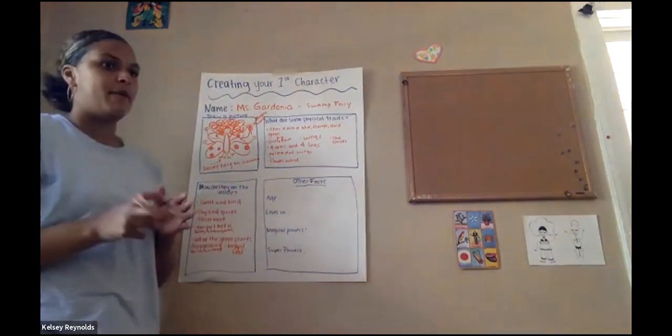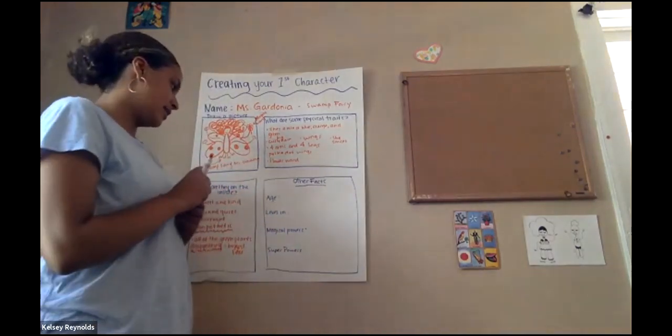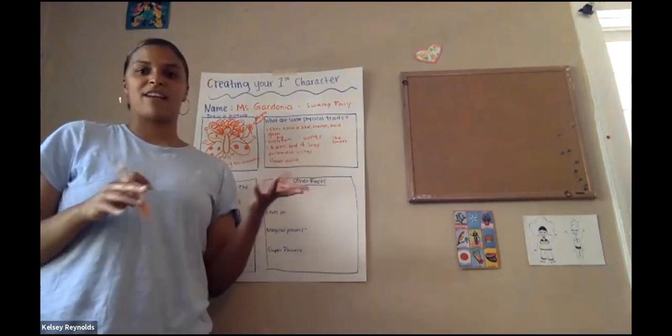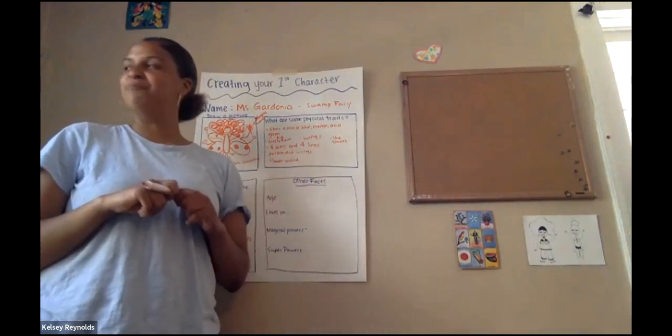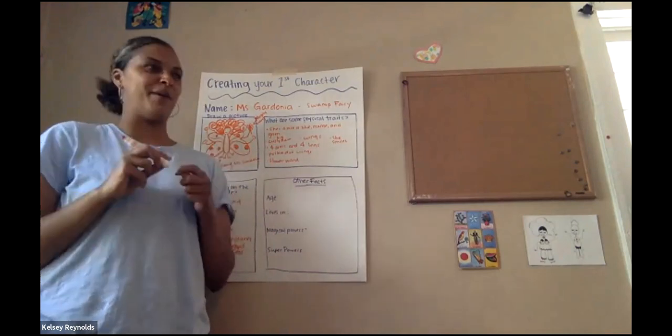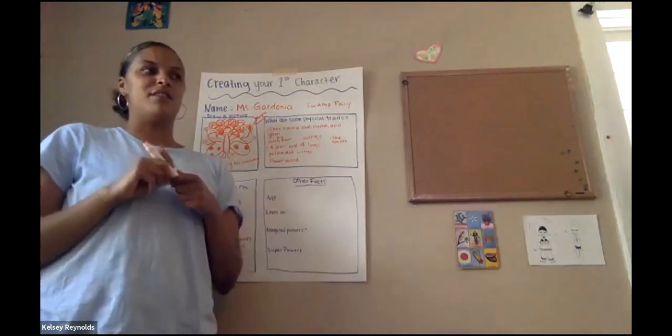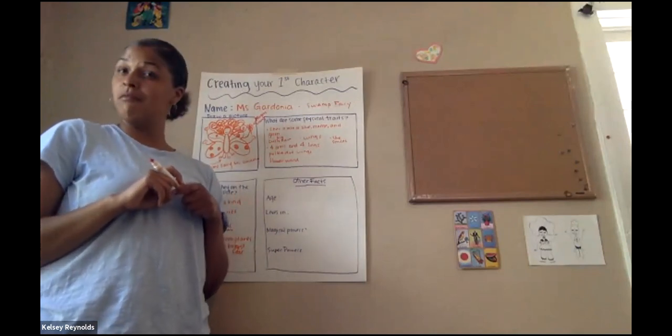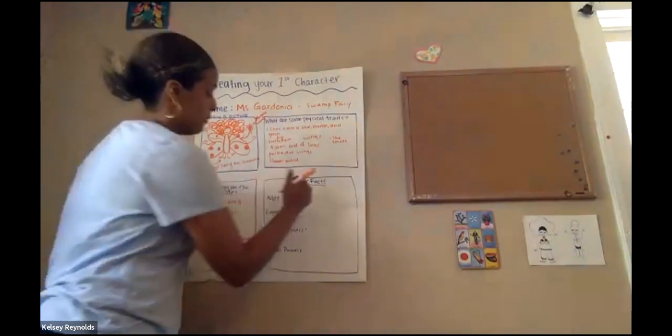Okay. Now maybe another thing we can think about is, well, now we're going to go to our other facts. So how old is Miss Gardonia? This is a good one. I had not thought about this. I'm going to have Miss Gardonia be, I think, 268 years. So I'm going to write 268.